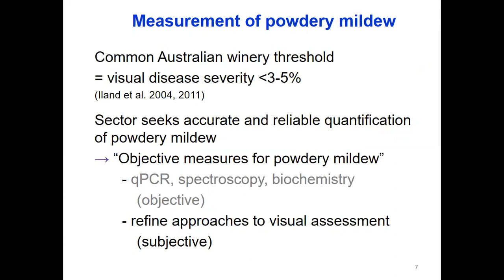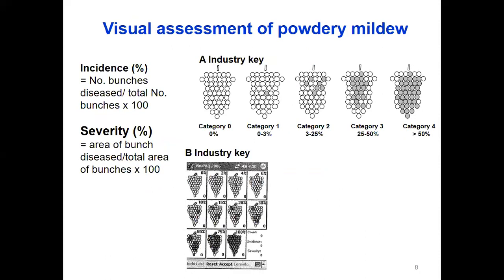So because of that, the Australian grape and wine industry was keen to develop accurate and objective measures for powdery mildew. And the part of the project I'm going to talk about is the work we undertook to refine approaches for visual assessment in the interim until objective measures are available, while acknowledging that visual assessment is subjective.